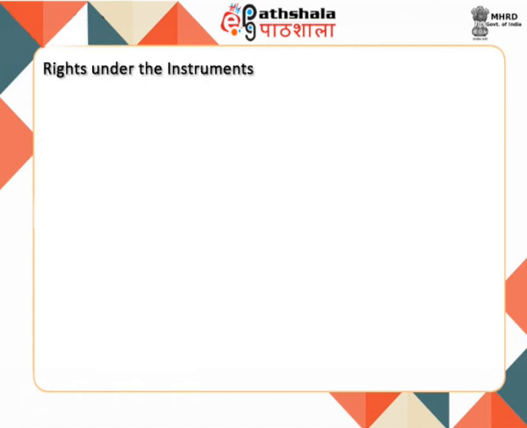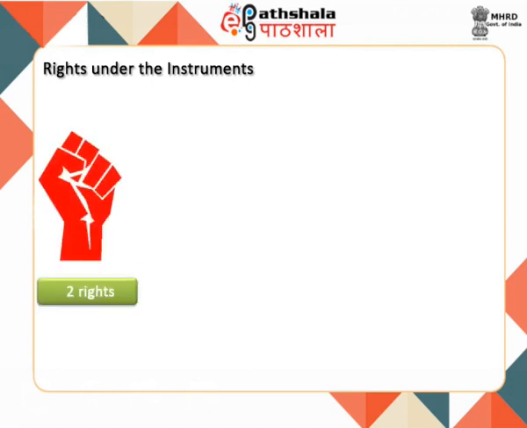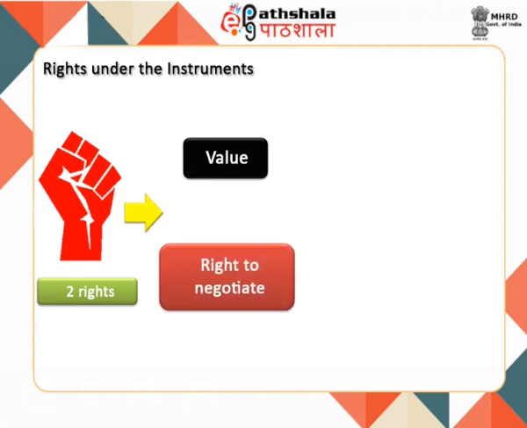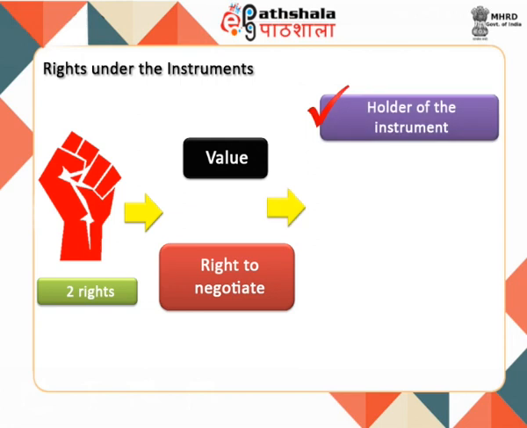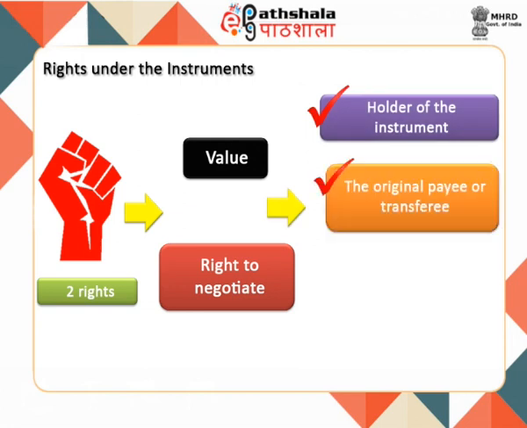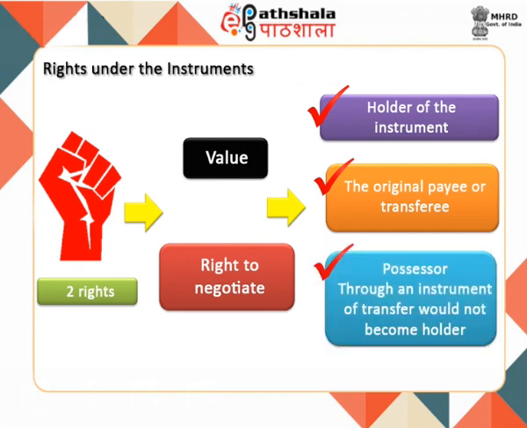The concept of money as a common denominator of economic value is clear to us. Let us now move on to the rights under the instruments. The complete rights on the instruments, for the value of the negotiable instrument or the right to negotiate, are enjoyed only by a holder of the instrument. The holder would be the original payee or transferee of the instrument through negotiation. The possessor of an instrument merely through the transfer of an instrument would not become the holder.